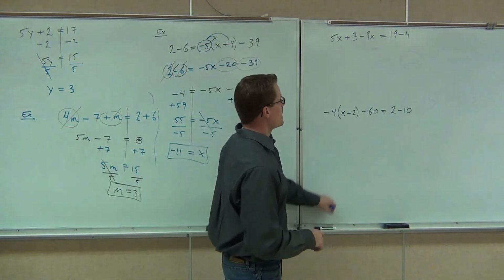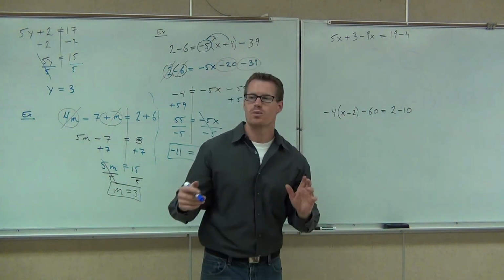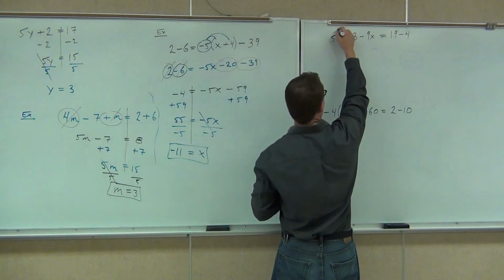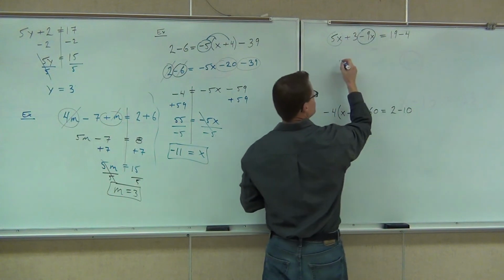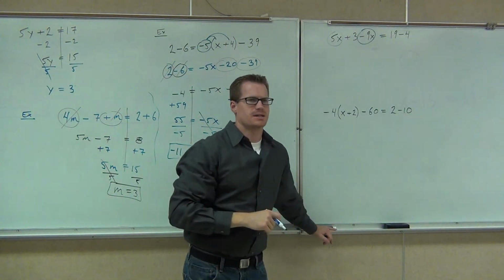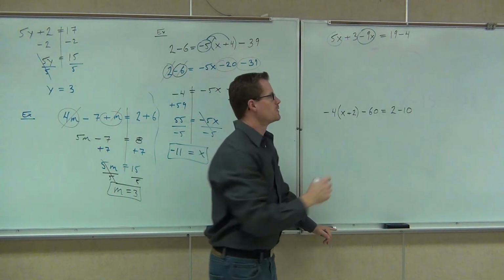So on our first problem, we have a 5x and a negative 9x. I'm seeing that right away as my like terms. So right here, I'm going to combine those, and I'm going to get 5x and minus 9x. How much does that give you? Good.